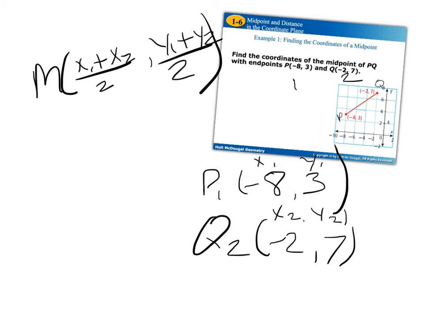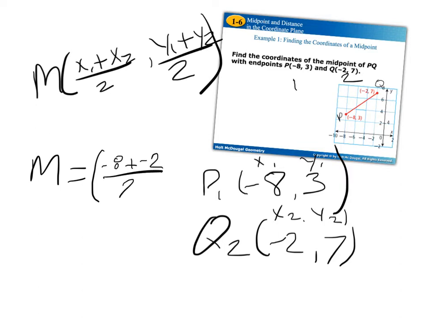Now to find the midpoint, I just plug these 4 numbers, negative 8, 3, negative 2, and 7, into this formula. So the midpoint is going to equal, I look for my x1 value. x1 right here is negative 8. So I put in negative 8. Then I'm going to add the x2 value. x2 right here is negative 2. I'm going to divide by 2.